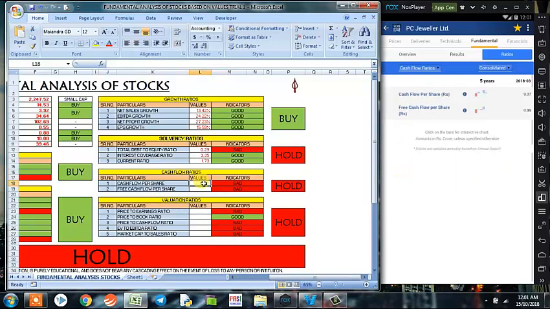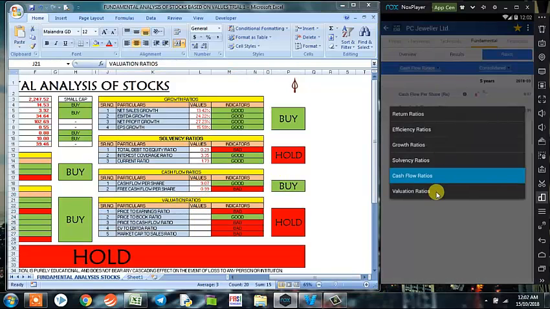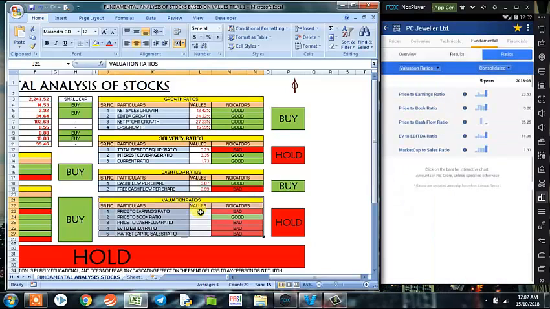The cash flow per share is positive 9.07 and free cash flow per share is 0.99. Now we could see here cash flow ratio has also given us a signal to buy the stock at this point of time. Now coming on to the valuation ratio, under the drop down menu we select the valuation ratio. The first parameter is price to earning ratio, which is 23.53. Now the price to book ratio is 3.26. Price to cash flow ratio is 35.25.